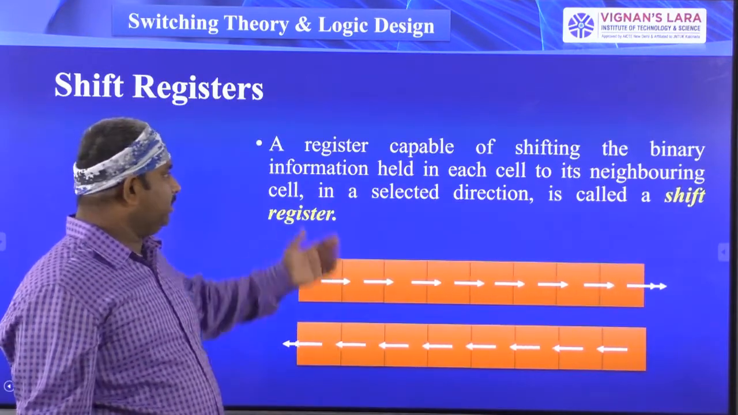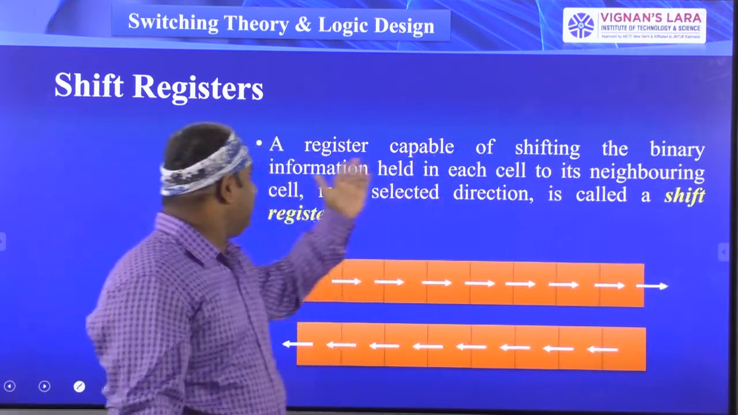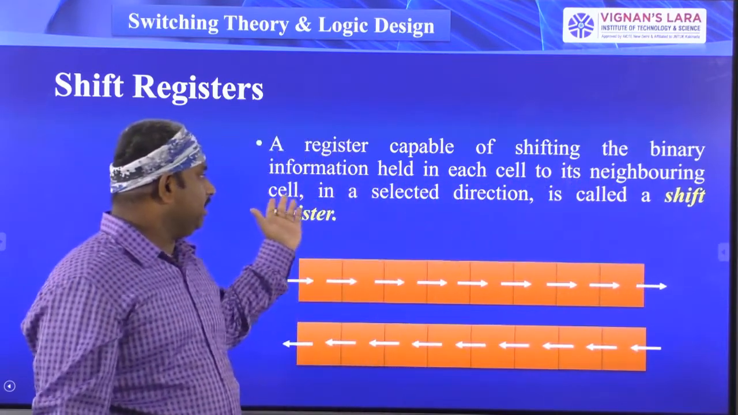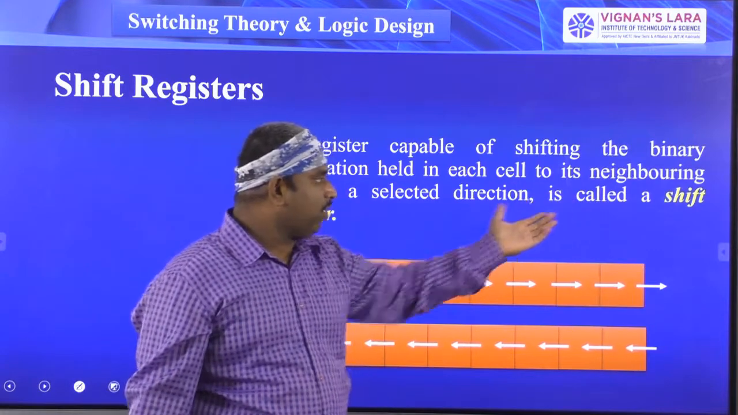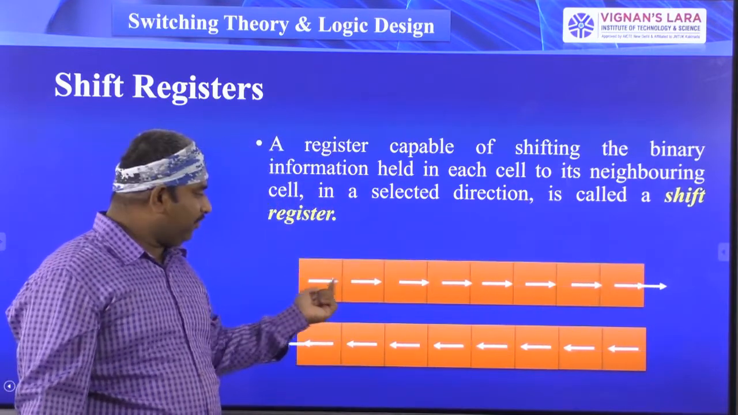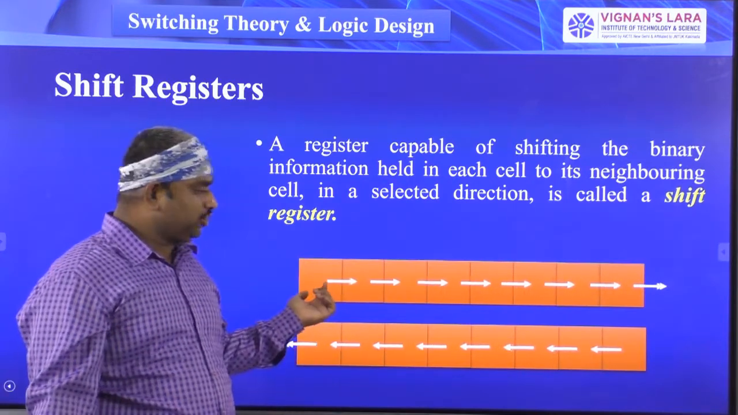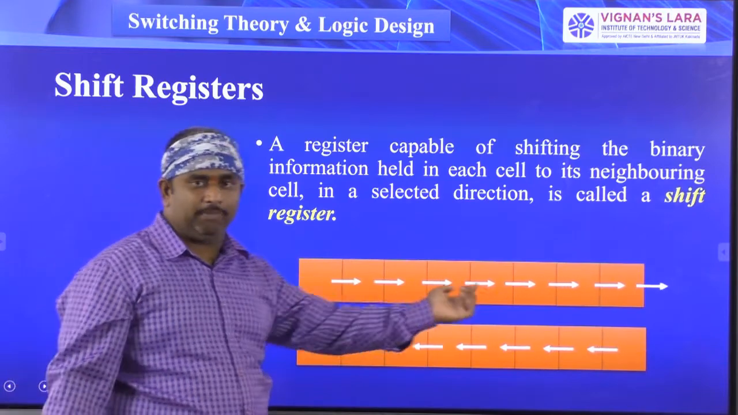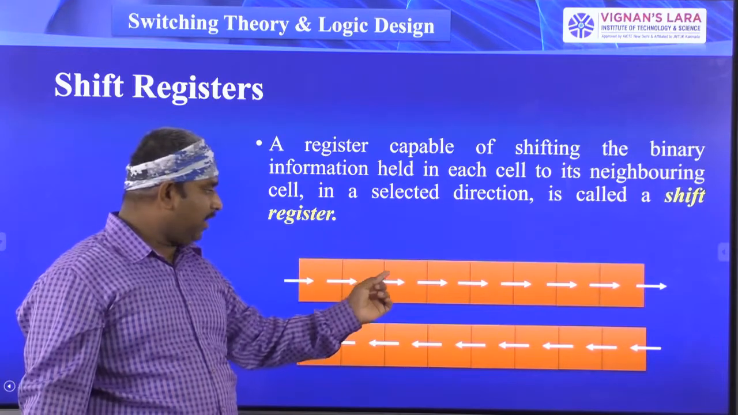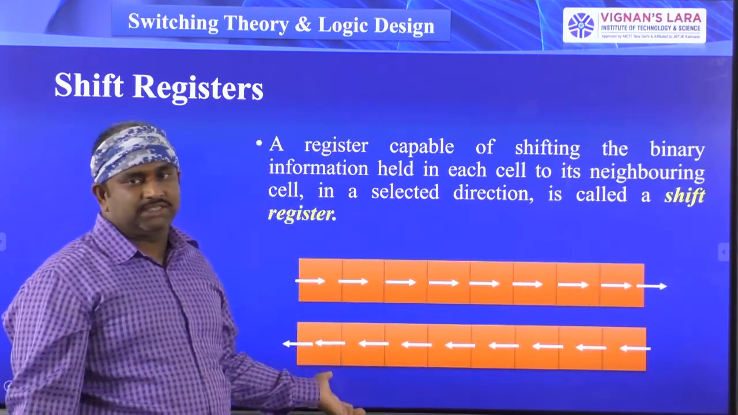Before that, see the definition of register. A register that is capable of shifting the binary information held in each cell to its neighboring cell in a selected direction is called a shift register. See here, we have different cells, represented with dark orange colored boxes. This box is the first flip-flop, this is the second flip-flop, third, fourth, and so on. Like that, here we have some flip-flops.